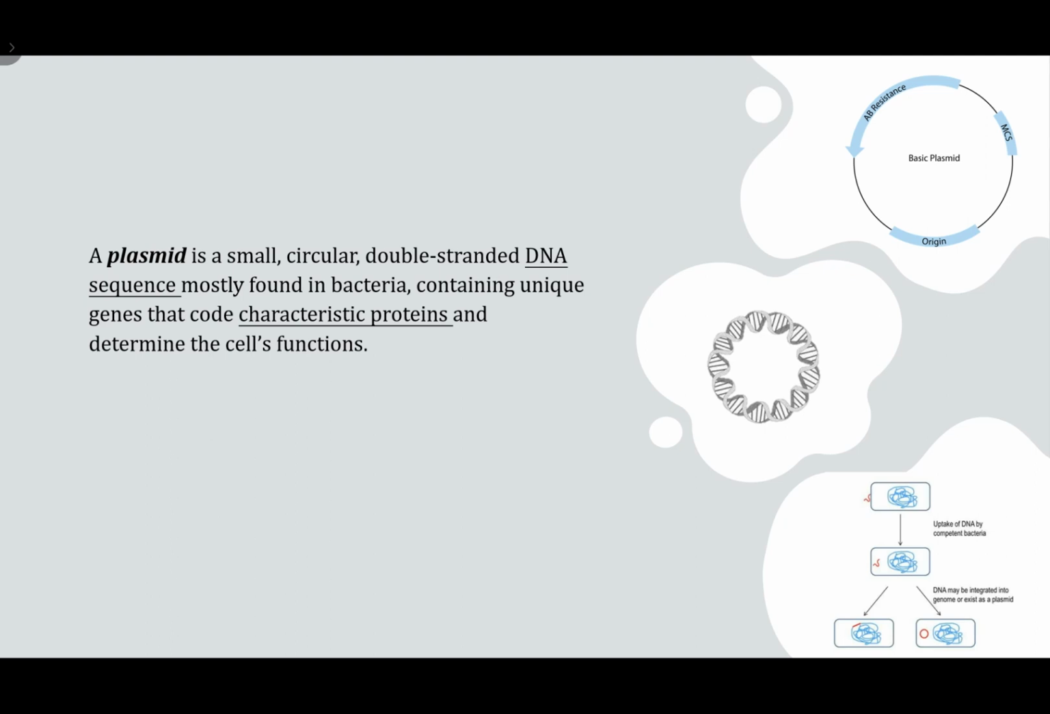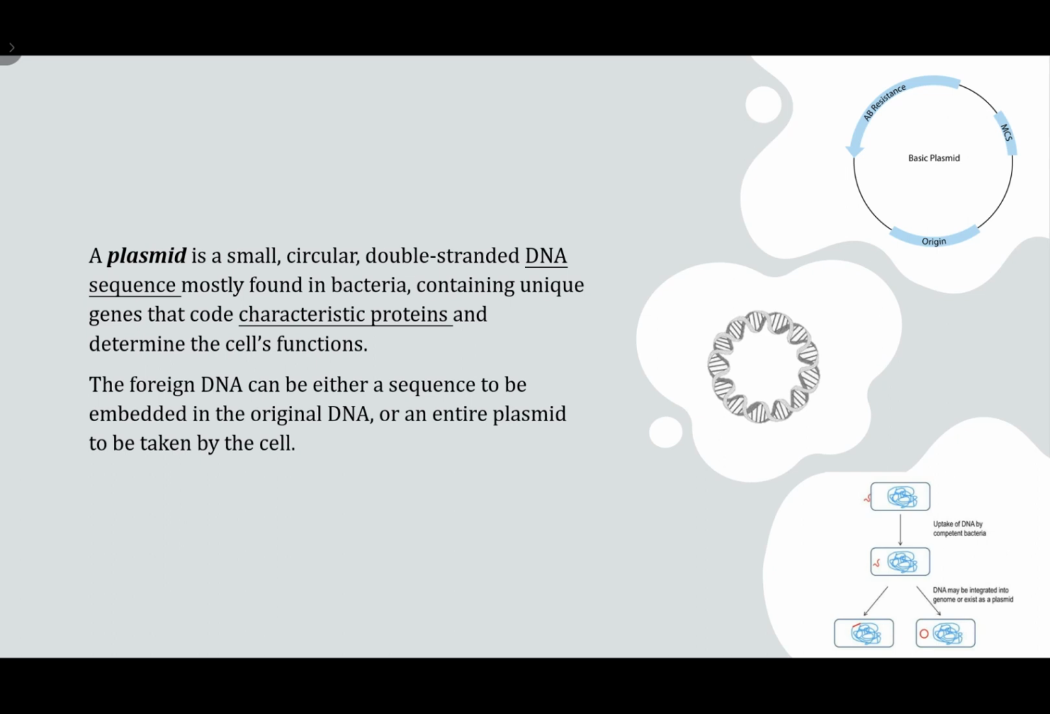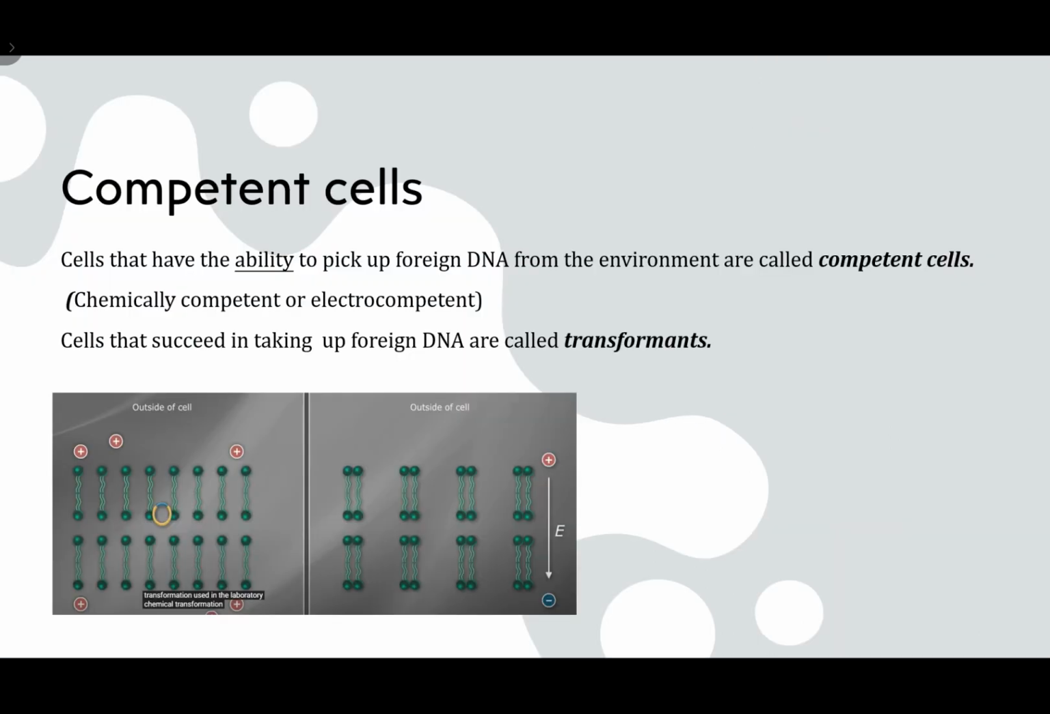In recombinant DNA research, the multiple cloning site, MCS, as well as the origin of replication are needed in the plasmid. And of course, the foreign DNA can be either a sequence to be embedded in the original one or an isolated plasmid existing in the cell. So, which cells can pick up foreign DNAs? Well, the competent cells. There are 2 primary methods of artificial transformation in the lab. The first one is chemical transformation for chemically competent cells, and the second is electroporation for electrocompetent cells.